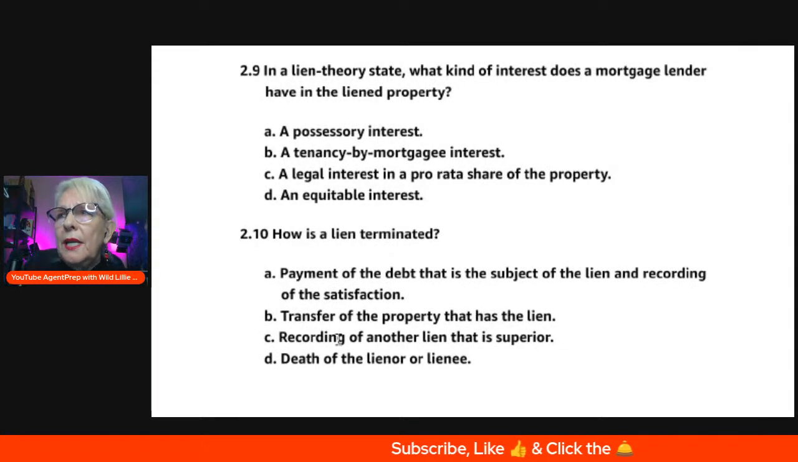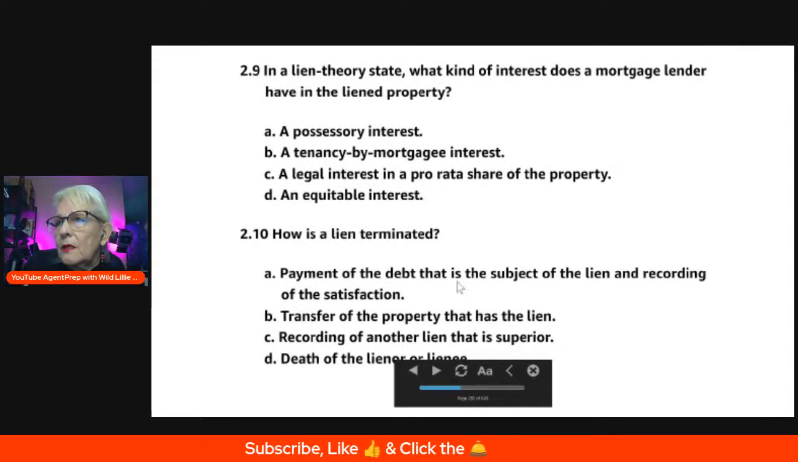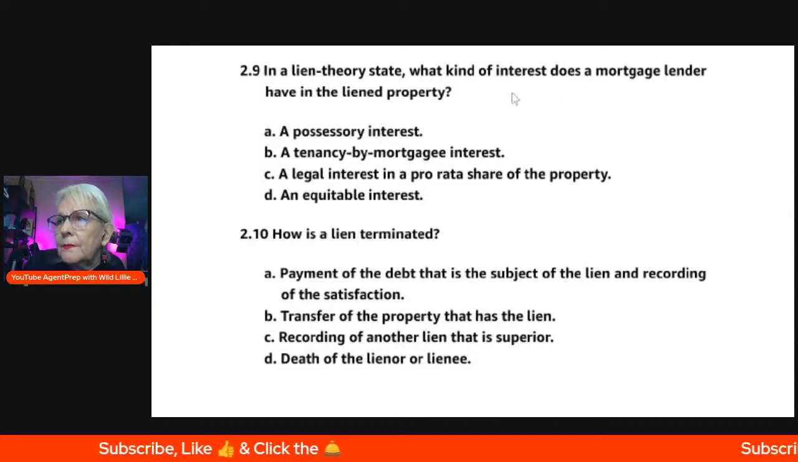Number 9, in a lien theory state, well, that's not as large as I wanted it to.